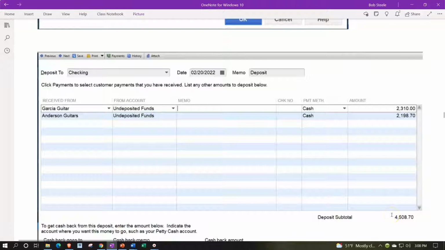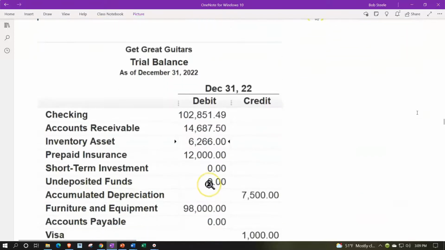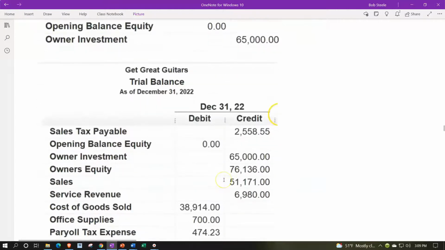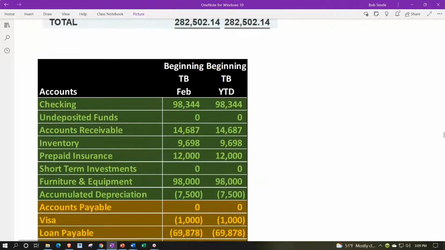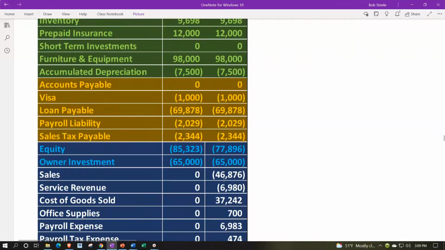If I record it this way, then in our checking account, we're going to see this detail, $4,508.70, which we hope will match the bank statement, making the reconciliation easier. And in undeposited funds, these 2 amounts are going to come out individually, so we can see the detail. So here the checking account would then be going up by the deposit, undeposited funds back down to 0.